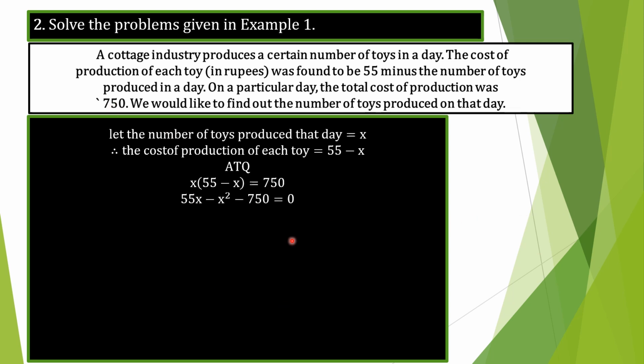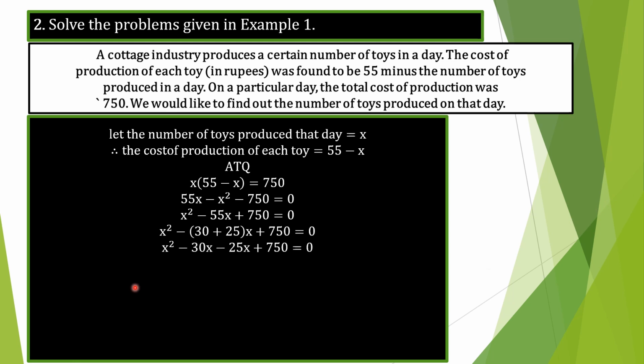From here we'll simplify it to get the quadratic equation. This is our quadratic equation. Then split the middle term. The sum should be 55 and the product should be 750. 30 plus 25, right? Minus 30 minus 25 gives us minus 55, and when we multiply them, minus minus plus, we'll get 750.